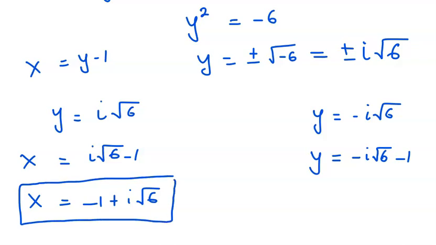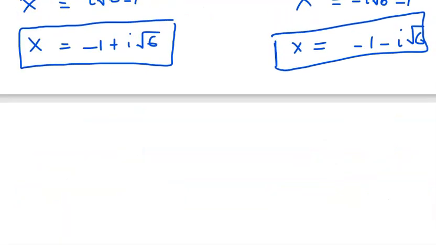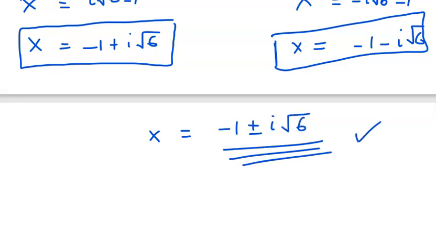So you can see that this method also gave the complex solutions too, right? So, oh, is that y or x? So this is actually x. So here we get x is equal to negative 1 minus iota root of 6. So these are the two complex solutions. So if you want to put them together, we do it as x is equal to negative 1 plus or minus iota square root of 6. So we have the solutions here.